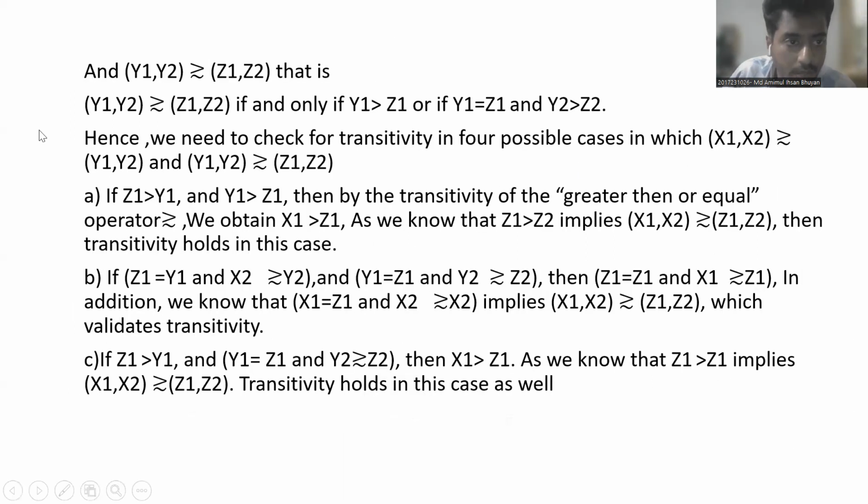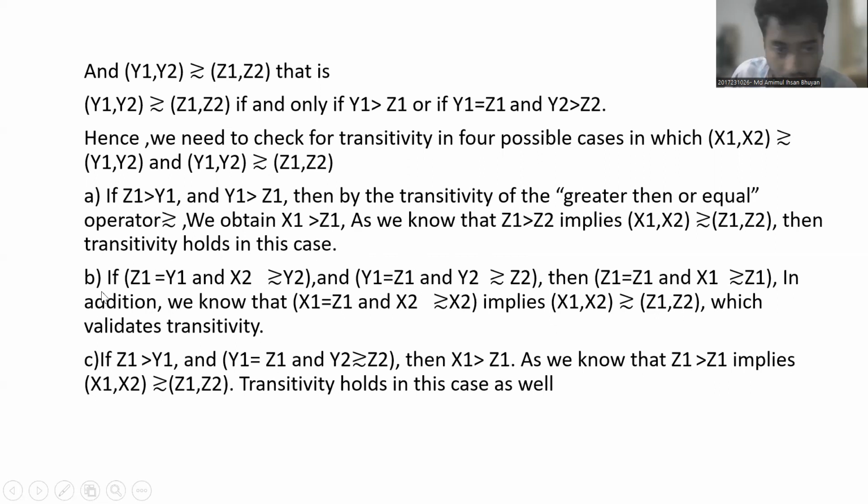In the next slide, we have to check transitivity in four possible cases in which (x1, x2) is greater than or indifferent to (y1, y2) and (y1, y2) is greater than or indifferent to (z1, z2). Now here are the four possible ways. In the first case, if y1 greater than z1, then by the transitivity of the greater than or equal operator, we obtain x1 greater than z1, which implies (x1, x2) greater than or indifferent to (z1, z2). Then transitivity holds in this case.